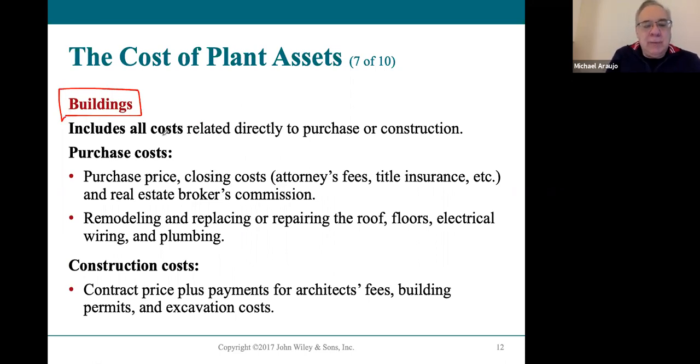And so for buildings, it's all costs for doing one of two things. You can either purchase an existing building, or you can construct a building because there's nothing there right now. Okay. And so when you purchase an existing building, clearly it's the purchase price of the building. Again, it's real property, so there's going to be closing costs involved. So you are the recognized legal owner on the books of the government. So it recognizes you as the owner. So there's going to be attorney fees, title fees, real estate commissions, and so on.